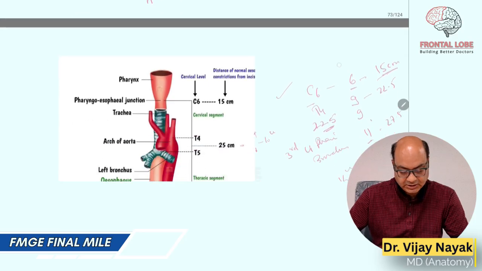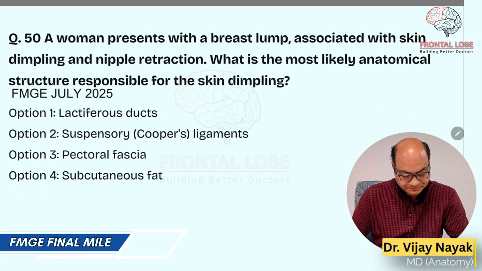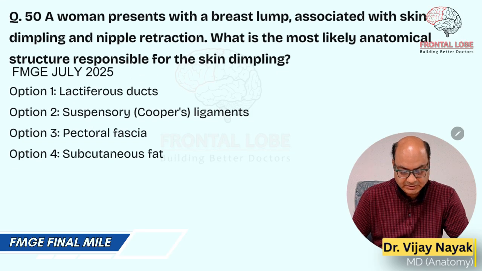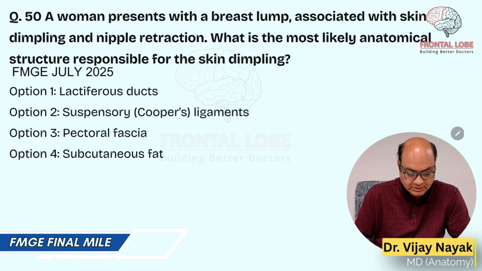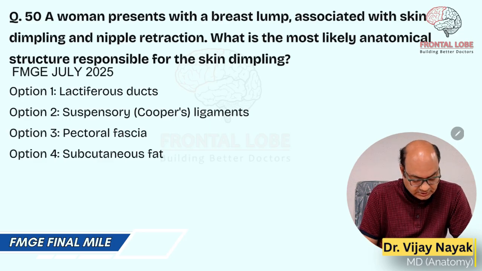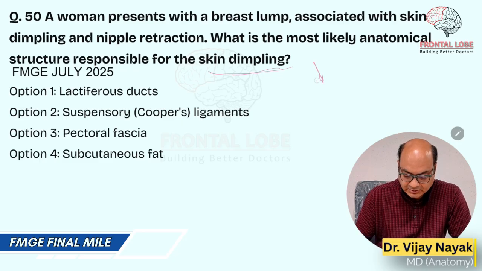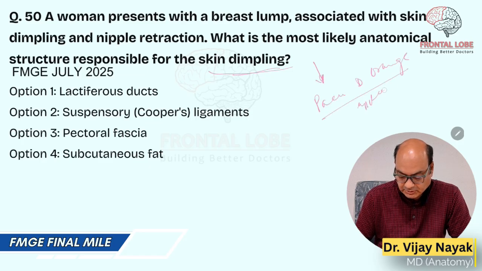Now we're coming to the other question. Second question: a woman presents with a breast lump associated with skin dimpling and nipple retraction. What is the most likely anatomical structure responsible for skin dimpling? The options are: one, lactiferous duct; two, suspensory ligament of Cooper; three, pectoral fascia; four, subcutaneous fat. So they are asking about the skin dimpling. The very important clinical aspect is known as peau d'orange deformity, or peau d'orange appearance of the breast.